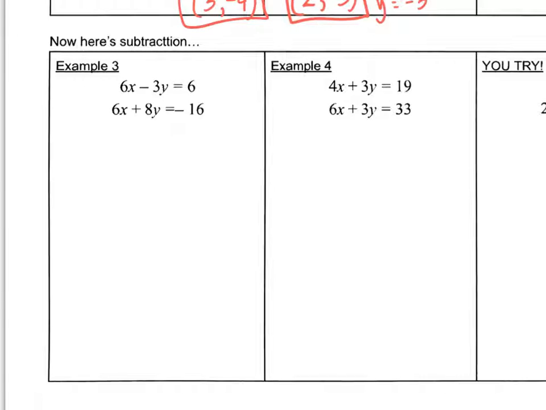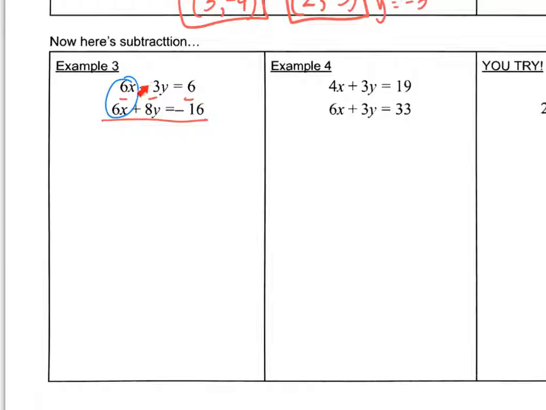We're going to subtract here, and I want to put a subtraction sign in the middle because it's going to help this make a little more sense. First, we got 6x minus 6x. Notice both are positive, and that's exactly why we need to subtract here. 6x minus 6x gives us a 0. That's the whole purpose of elimination, is we want that 0.